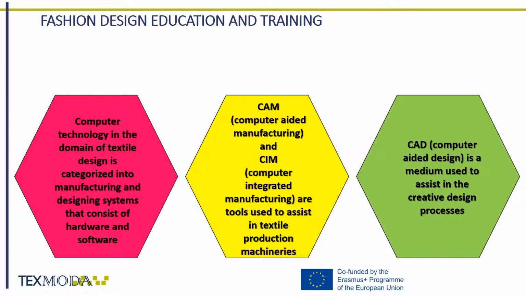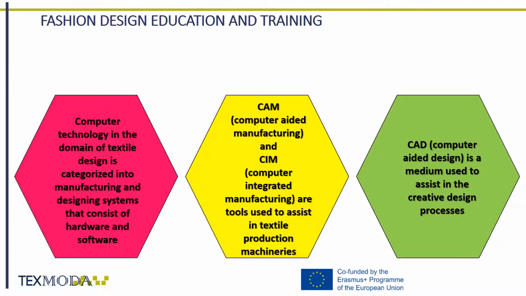Computer technology in the domain of textile design is categorized into manufacturing and designing systems that consist of hardware and software. CAM, computer-aided manufacturing, and CIM, computer-integrated manufacturing, are tools used to assist in textile production, whereas CAD, computer-aided design, is a medium used to assist in the creative design process.